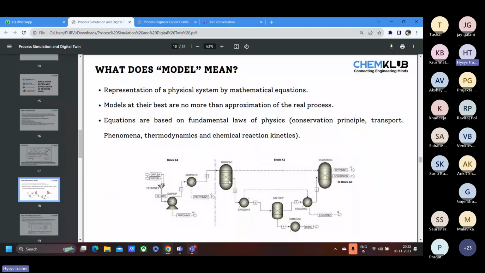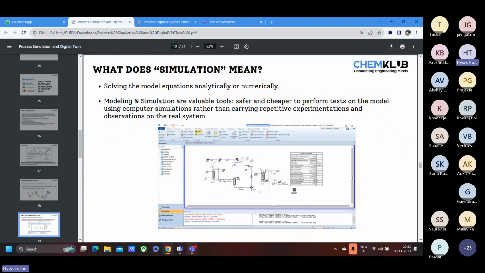When you have developed a model and you are solving it in order to get an output or result, this is known as simulation. So solving the model equations analytically or numerically is known as simulation.